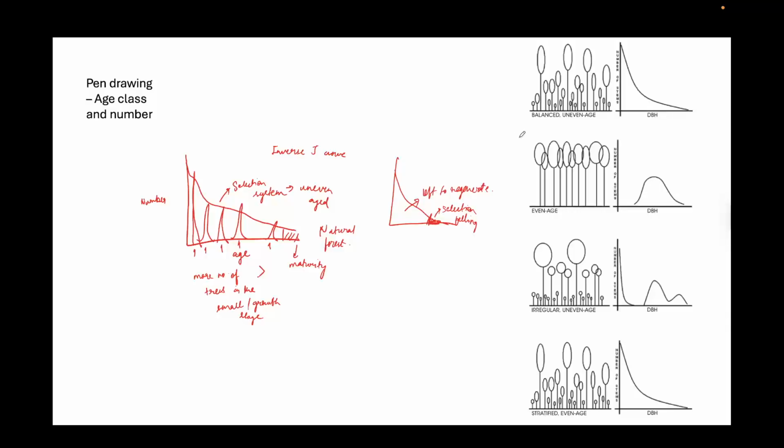Here are examples of many curves: a bell-shaped curve for an even aged forest, balanced and uneven aged DBH versus number curve. Here, as we see in the selection system, is an irregular uneven aged forest, and here we have the number to DBH curve, and the stratified even aged curve also looks like an inverse J. I hope it is clear how the inverse J curve looks in a selection system, because it mimics the natural forest, which is uneven aged and balanced.